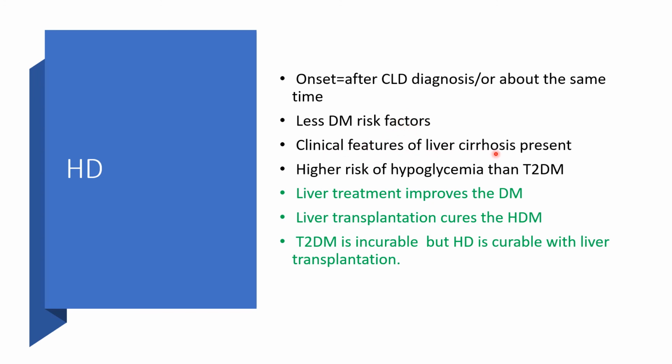The clinical features of liver cirrhosis will be present. Okay, you know where we're going now. Fewer risk factors for diabetes mellitus, features of liver cirrhosis are present. Then the risk of hypoglycemia will be greater than in type 2 diabetes mellitus. So they will have more hypoglycemia. Why that? We'll see in a bit. Then you will be more convinced that it is hepatogenous diabetes, because when you treat the chronic liver disease diagnosed, the treatment will improve the diabetes mellitus. Liver transplantation will cure the hepatogenous diabetes. Type 2 diabetes mellitus is incurable, but hepatogenous diabetes is curable. And how? We cure that with liver transplantation.